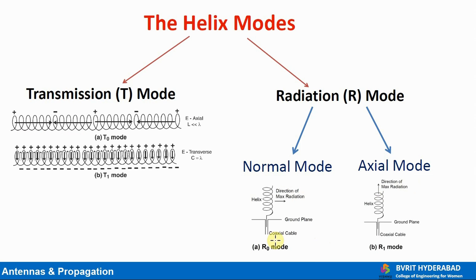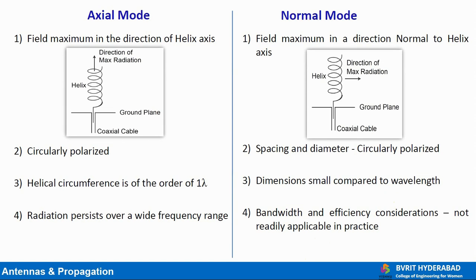Normal or omni mode of radiation is denoted by R0, in which the radiation beam is perpendicular to the helix axis. Axial or beam mode of radiation is denoted by R1, in which the radiation beam is parallel to the helix axis. Let's see the comparison between the two radiation modes.